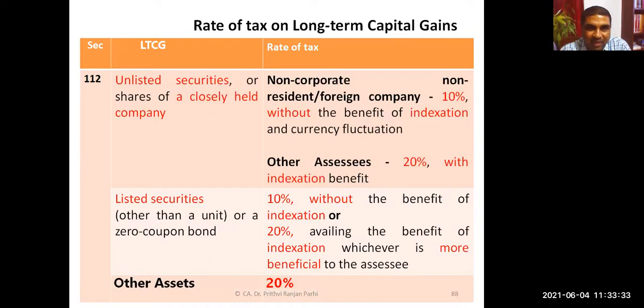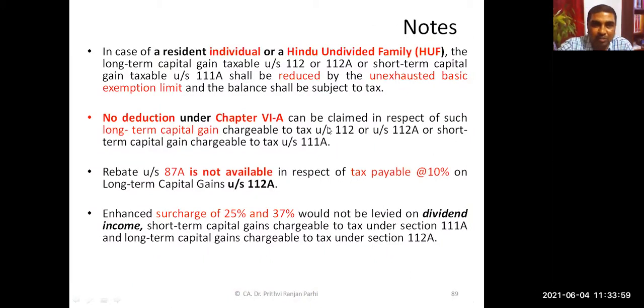Okay. And for other long-term assets, like unlisted securities, let us say, unlisted securities are shares of a closely held company, the rate of tax is like this: for non-corporate, non-resident, foreign company, 10% without the benefit of indexation. For other assets, it is 20%. So normally 20%. So in certain situations, it is 10%.